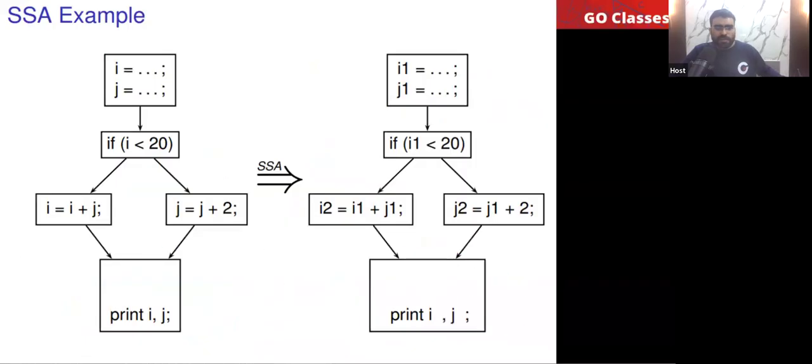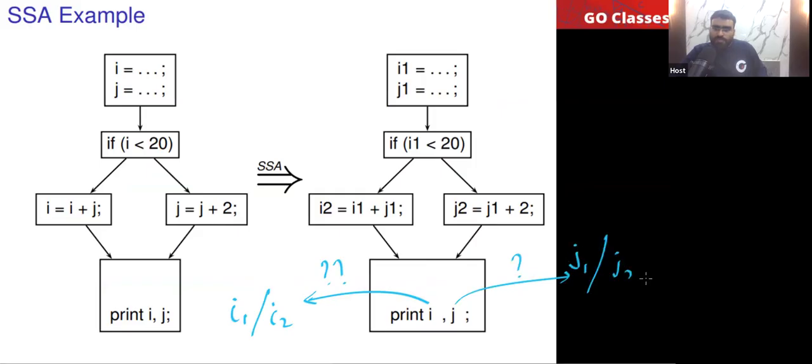So what should I print here? You understood the problem, but what should I print here? This should be I1 or I2. Similarly, this should be J1 or J2. So tell me the solution. What should I do?